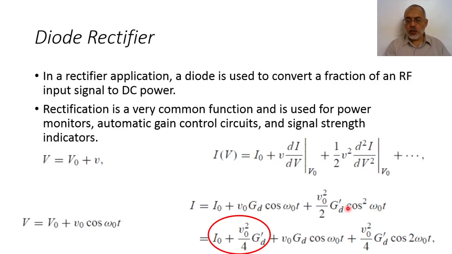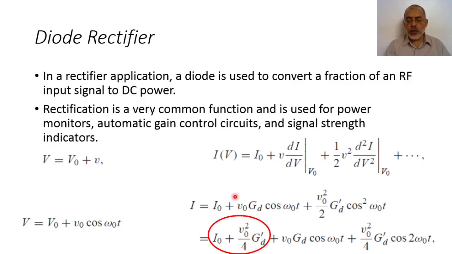So in this case, we have a component which is frequency independent, equal to V0 squared over 2 multiplied by GD dash multiplied by half. So it would be V0 squared over 4 GD dash. This will be frequency independent, or DC, so it will be added to the DC component. So the complete output DC component in this case would be the DC current due to the DC voltage plus an additional DC due to the AC signal, equal to V0 squared over 4 GD dash. This effectively is the rectified signal.